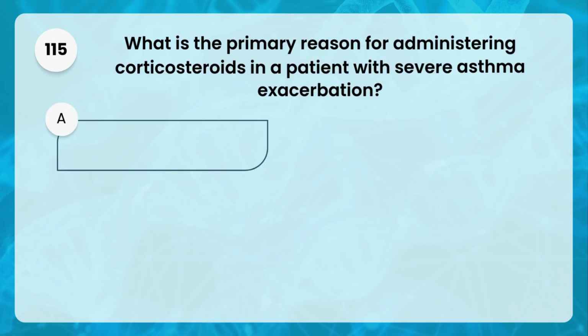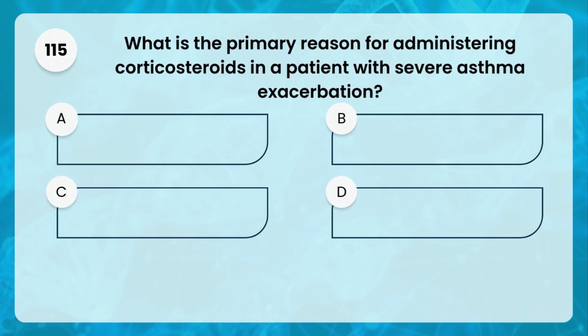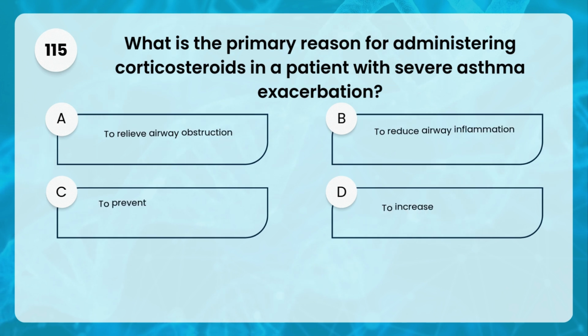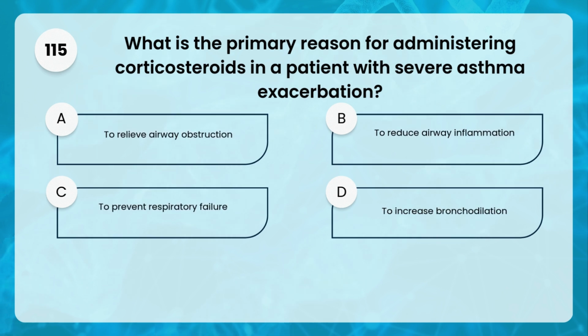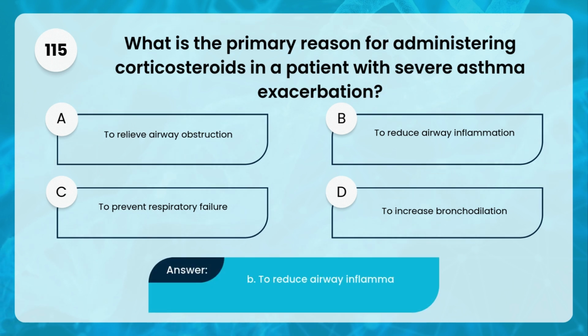115. What is the primary reason for administering corticosteroids in a patient with severe asthma exacerbation? A. To relieve airway obstruction. B. To reduce airway inflammation. C. To prevent respiratory failure. Or D. To increase bronchodilation. The answer is B. To reduce airway inflammation.